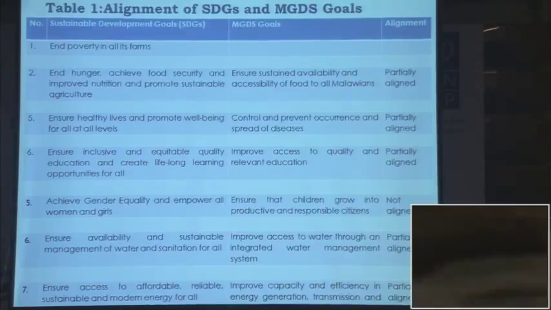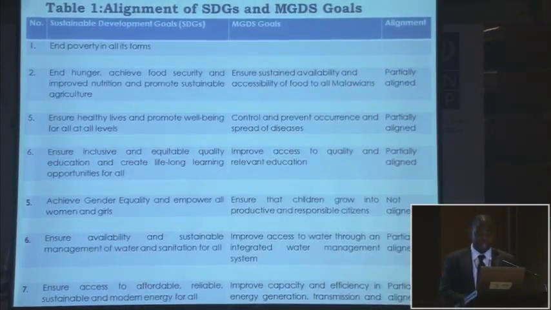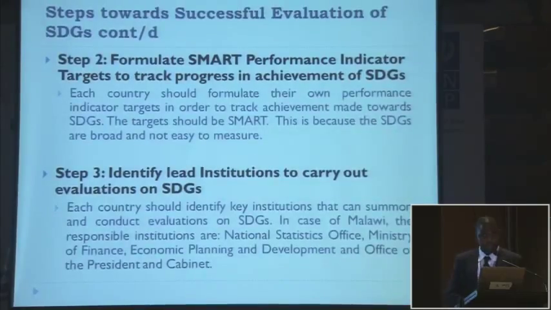And 2 months ago, when I think the leaders were discussing these very issues, I think it's the work that we have to see that we're able to incorporate the Sustainable Development Goals. So the second step is to formulate SMART performance indicator targets to track progress in achievement of SDGs. Each country should formulate their own performance indicator targets in order to track achievement made towards SDGs. The targets should be SMART.